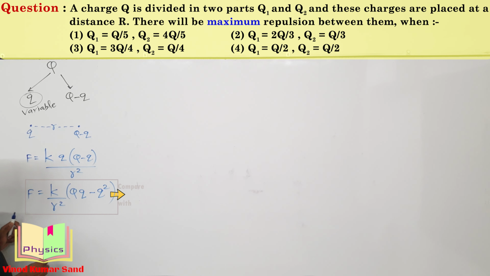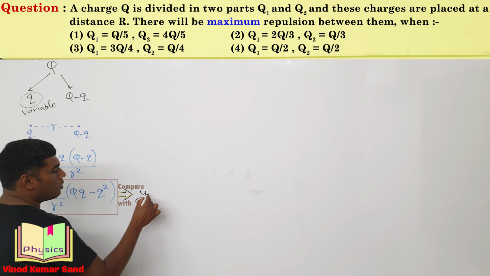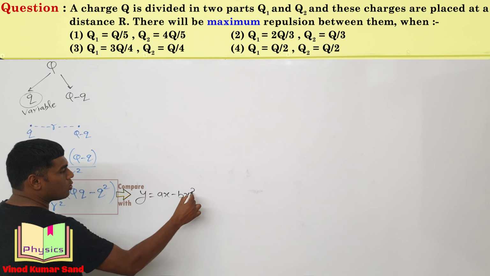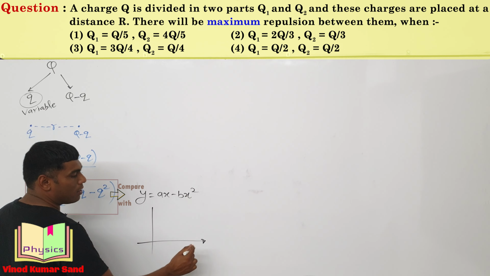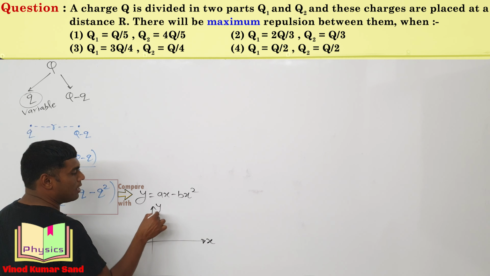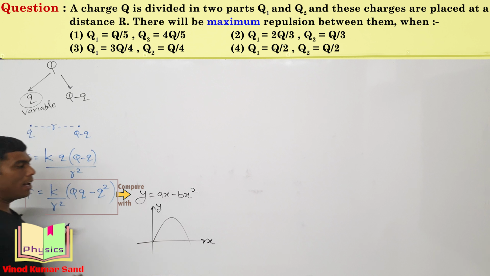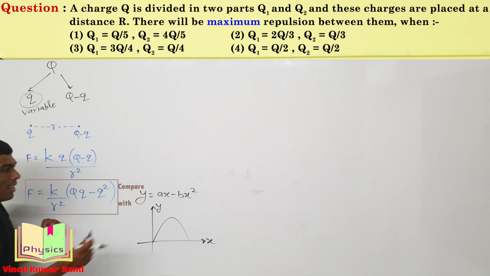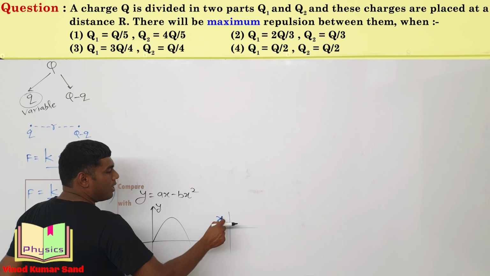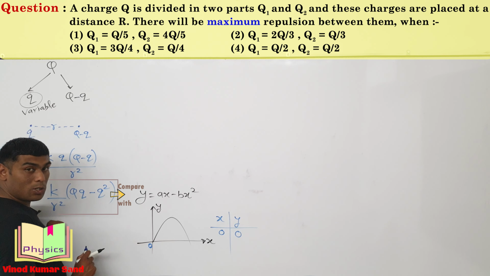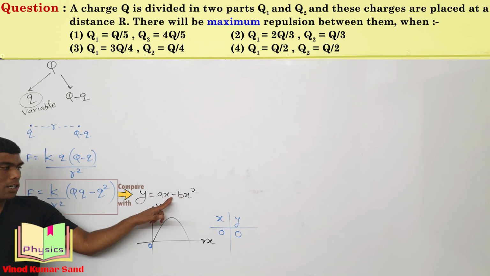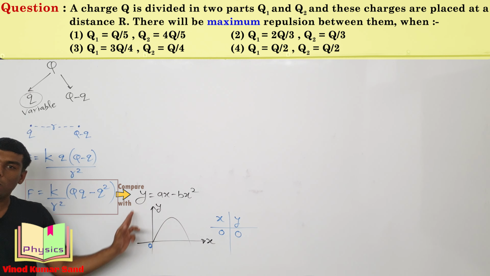So if you compare it with y is equal to ax minus bx square, you'll come to know that if we plot the graph, it will be a parabola mouth opening downward. I hope you remember that whenever the coefficient of x square is negative, the graph is a parabola mouth opening downward. You can plot it very easily, x and y. X is equal to 0, the y is 0. You get this? X square coefficient negative, the graph will be parabola mouth opening downward.